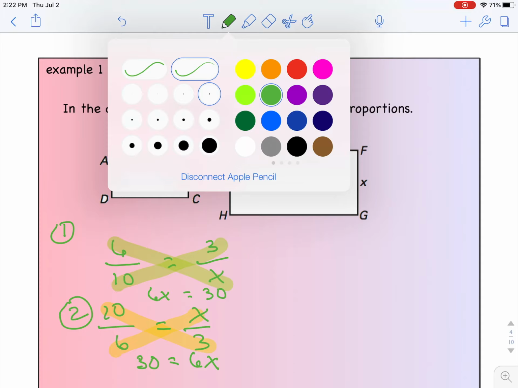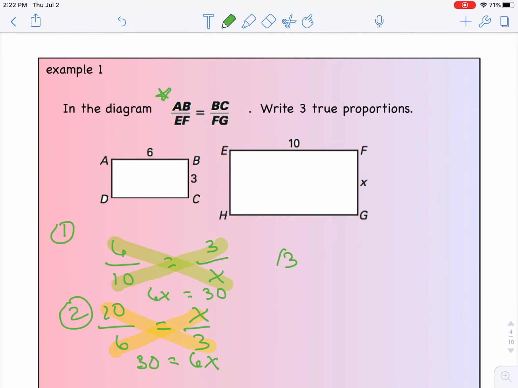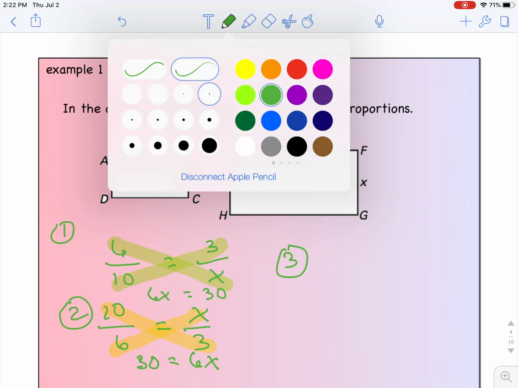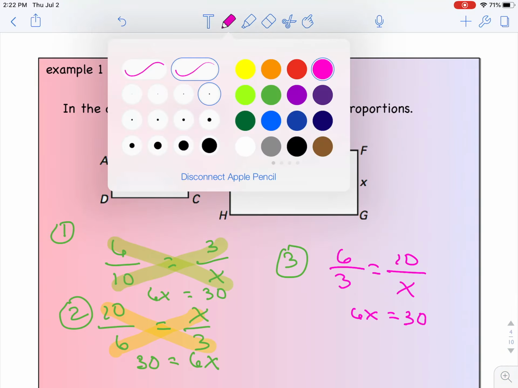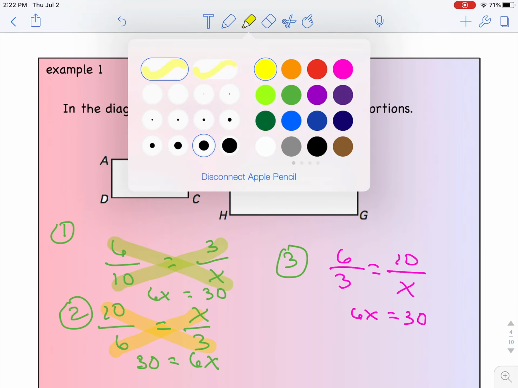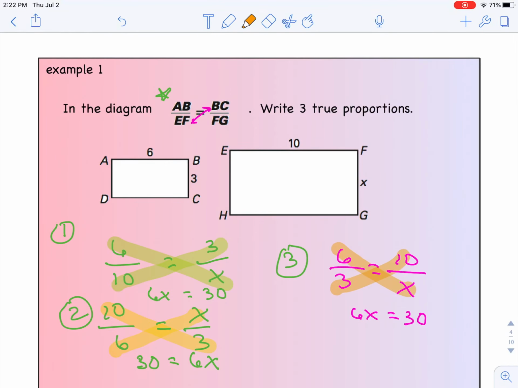The third way we can write this proportion is to exchange those means. That's probably more common. From the original proportion, we're going to exchange these two. That gives us 6/3 equals 10/x. And again, the cross products give us 6x equals 30.